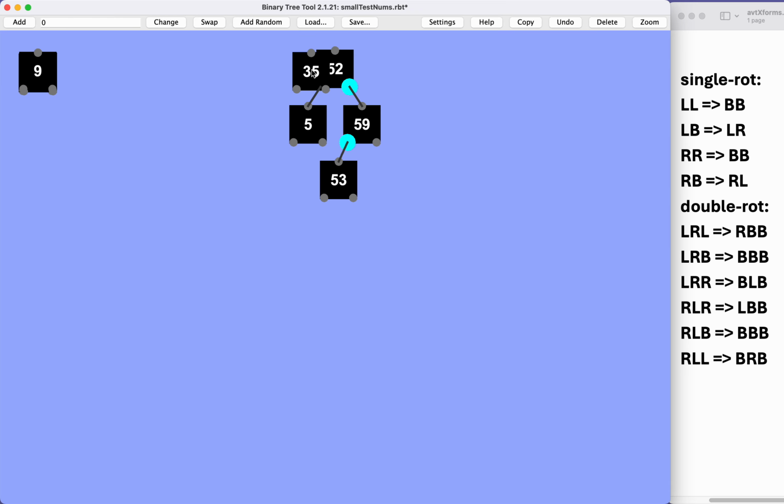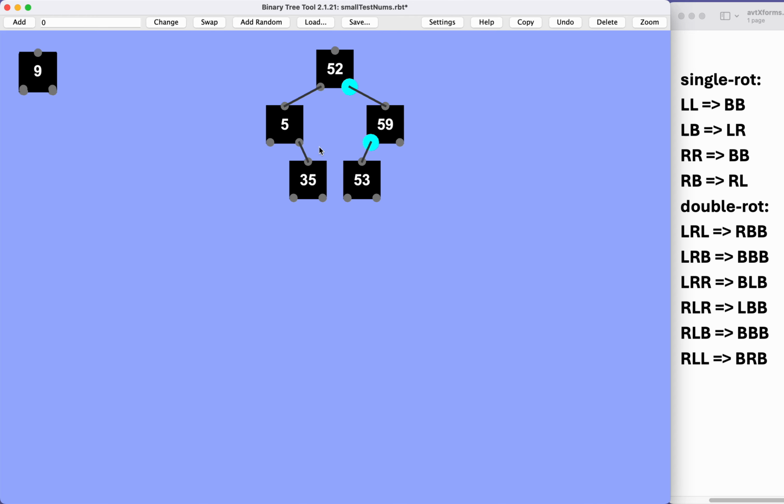Let's try 35. 35 ends up going as 5's right child, but 5 sees that its right child has grown, and 52 sees that its left child has grown. Well, 52 was right-leaning, so it now becomes balanced.